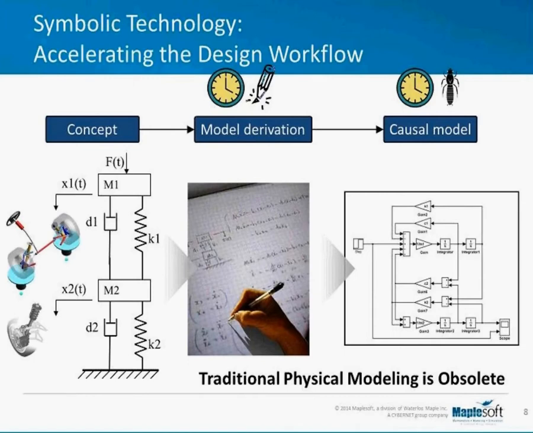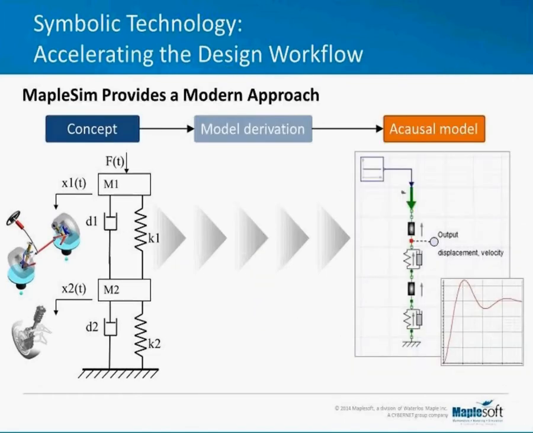A very brief note about the technology, what we call physical modeling and acausal modeling. So in the traditional physical modeling approach, we have a concept, and that concept is then broken down based on physics into a set of equations, and depending on the approach for computer simulation, more work needs to be done to program that towards a numerical integration for simulation. So this approach is, of course, time-consuming and prone to a lot of mistakes. And the new approach, which is also implemented in MapleSim, is working from concept to the model.